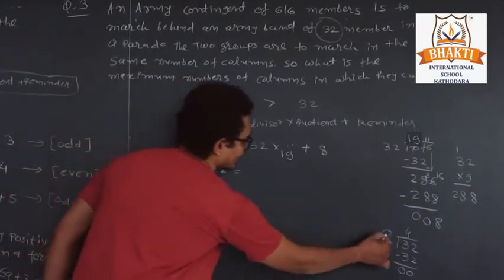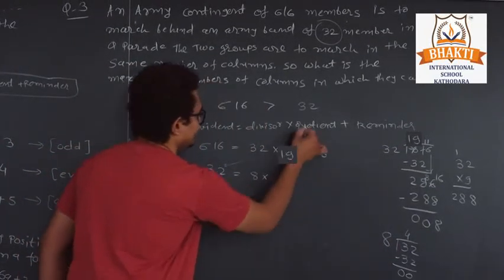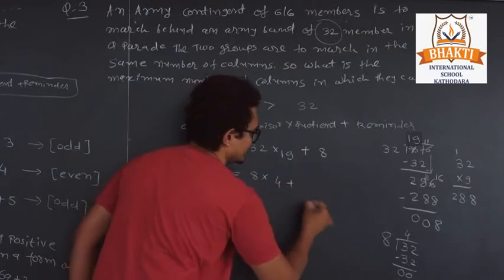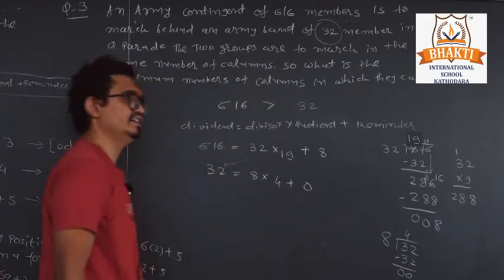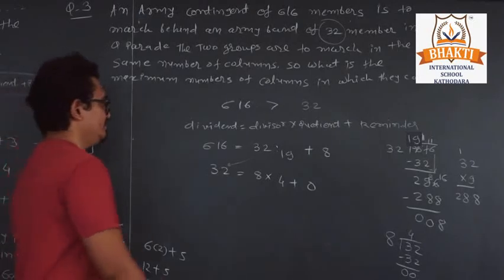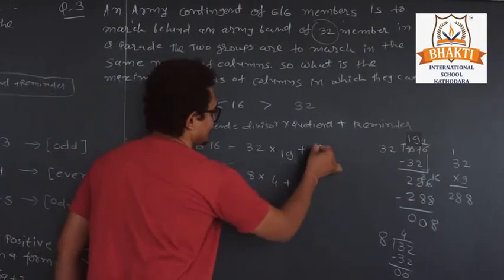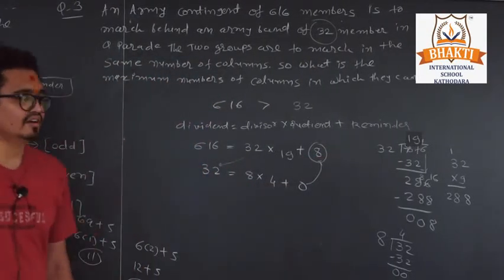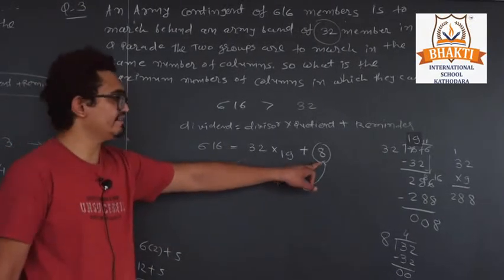So here we can write, what is the divisor? 8. What is the quotient? 4. And what is our remainder? 0. So it means what? Before the 0, what is our remainder before that? It will be 8.